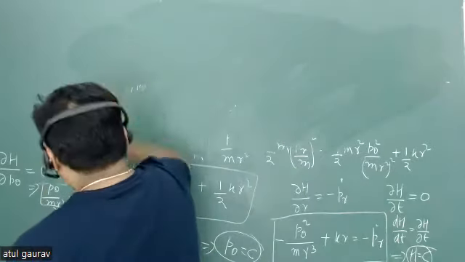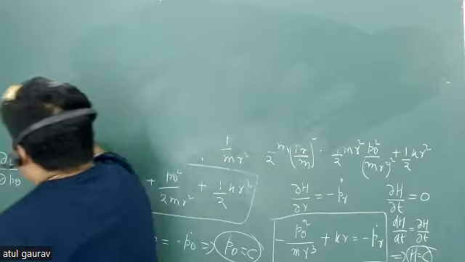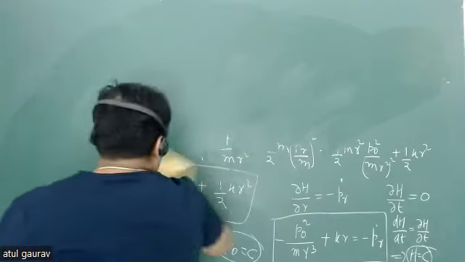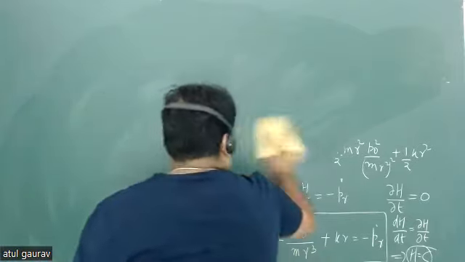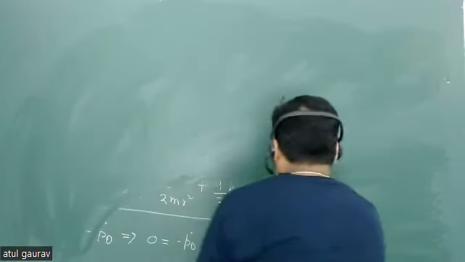So this is a very simple topic. The examiner will always ask you: they will give you the Lagrangian, and you have to find the Hamiltonian. Again, they will give you the Hamiltonian, and you can easily find the Lagrangian of a system.